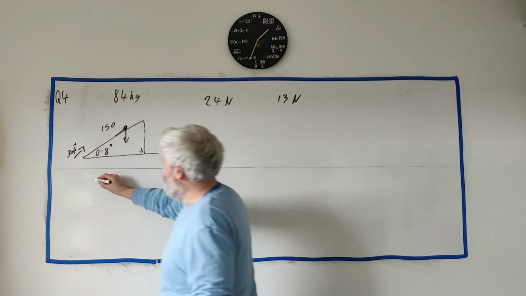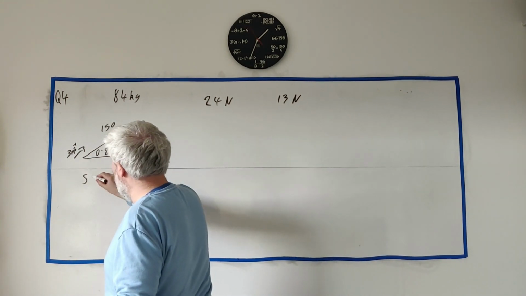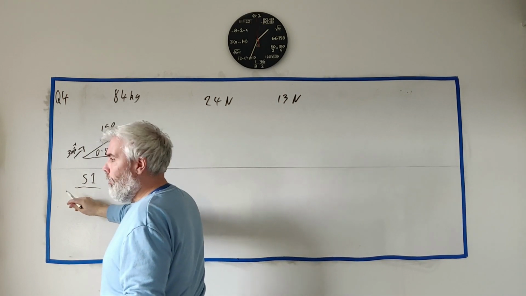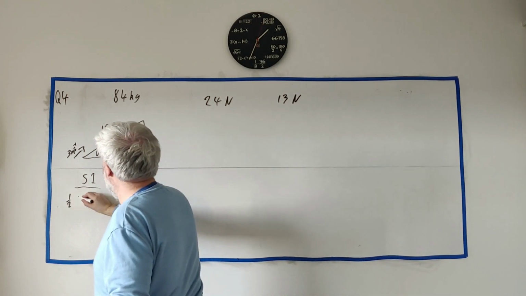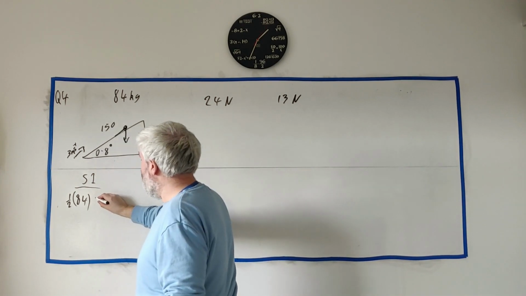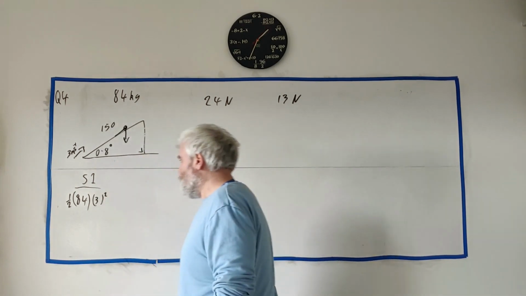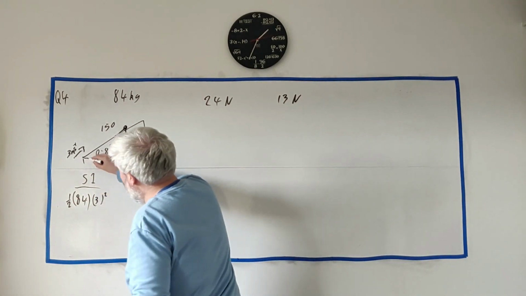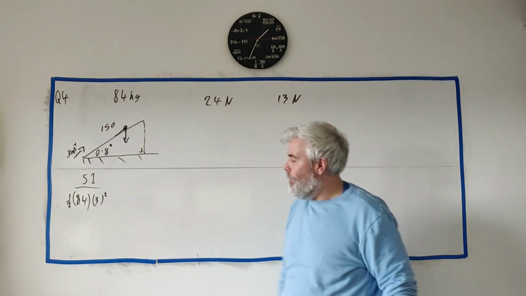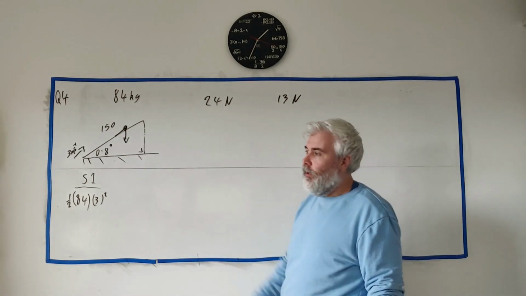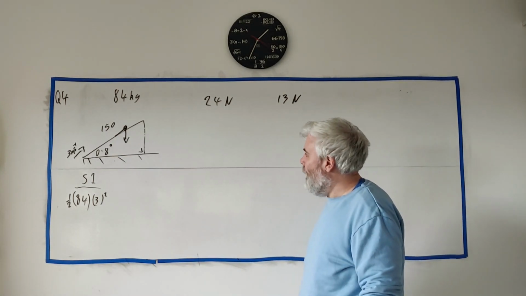So in this system, let's say state 1, the start down the bottom of this hill, there's a kinetic energy of a half m, which is 84, a half 84 times 3 squared. And there's no potential energy because they're at the bottom. You get to pick where the bottom of the world is, and they're at the lowest point we know of, so we call it zero potential energy.